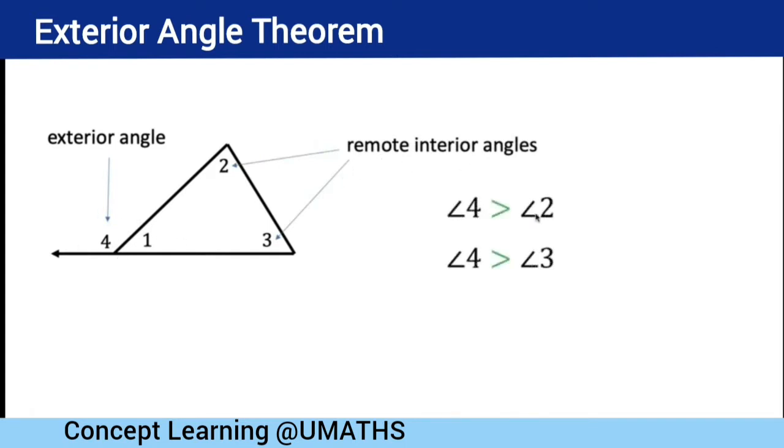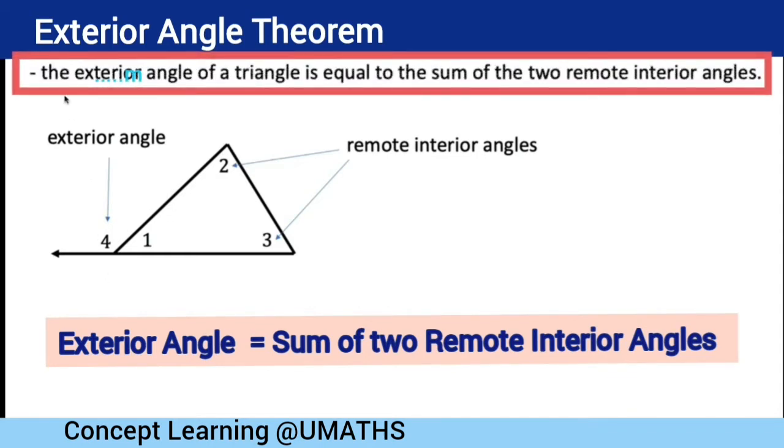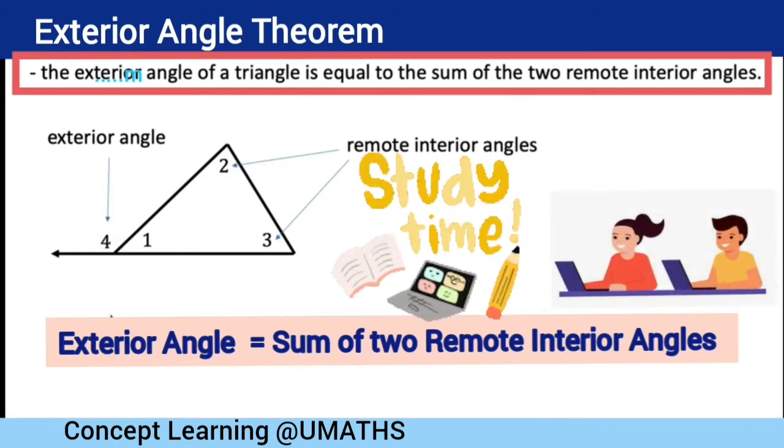Let us solve some examples using the exterior angle theorem, which states that the measure of the exterior angle of a triangle equals the sum of the measures of the remote interior angles. To find the value in this problem, we use the exterior angle theorem. Are you ready, students? You can also solve with me. So, here is the first example.